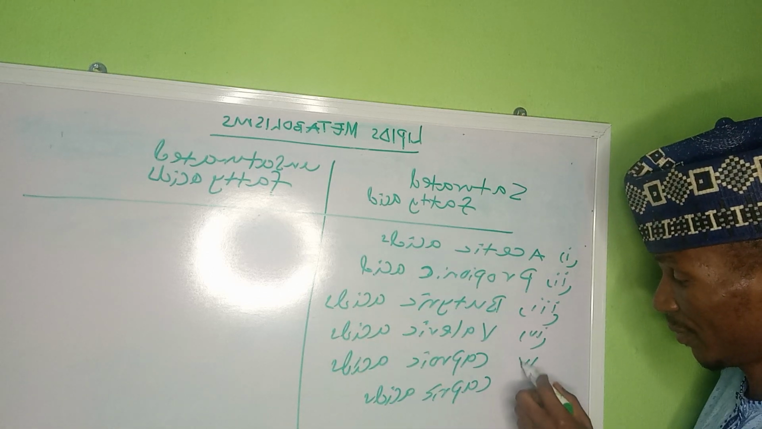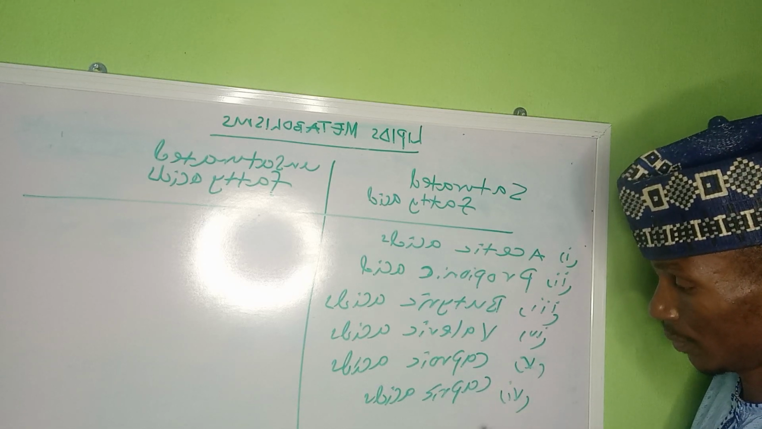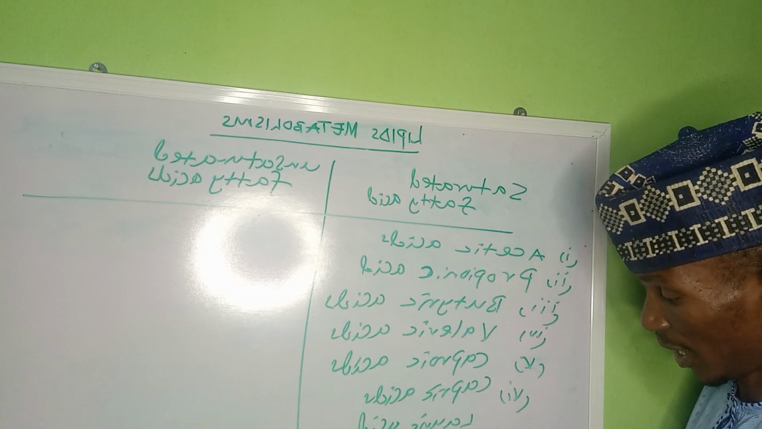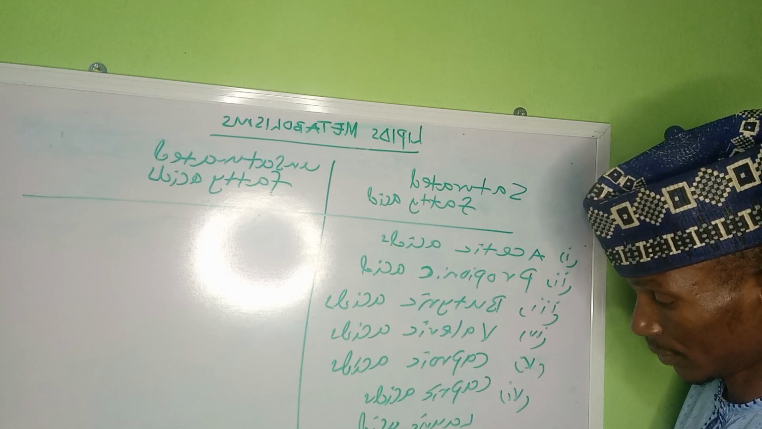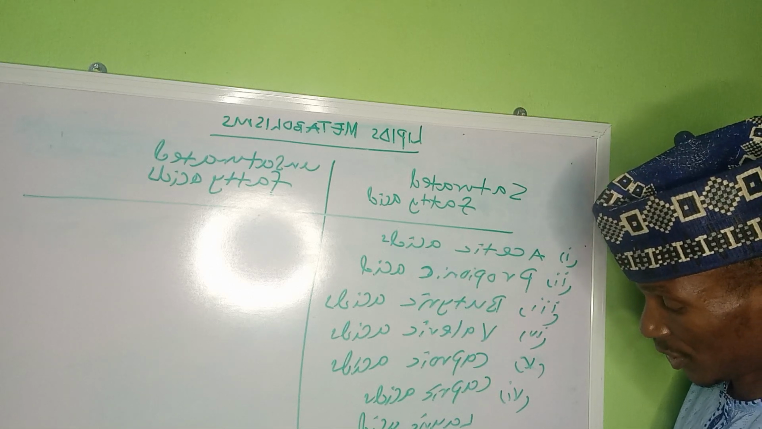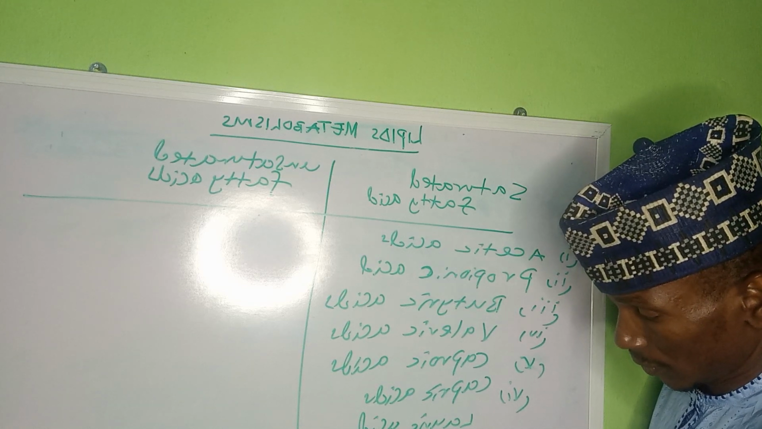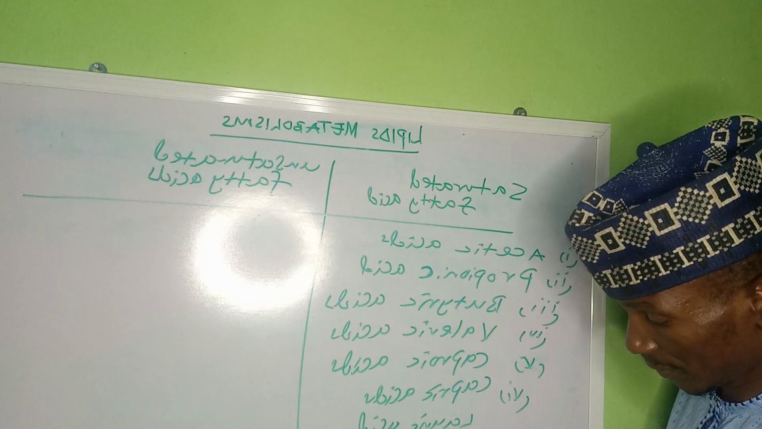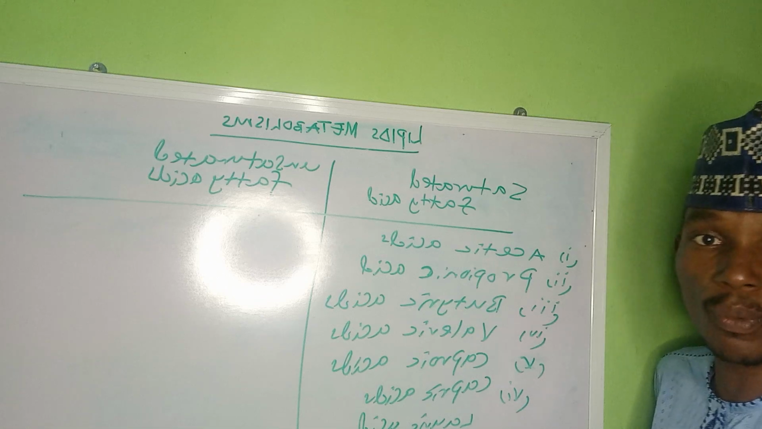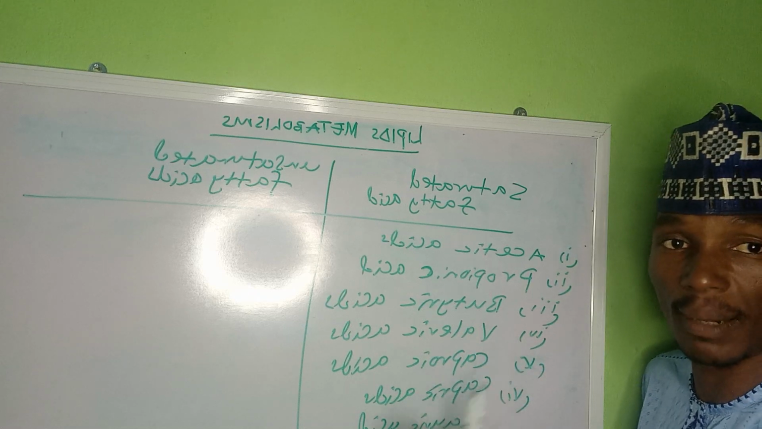We equally have lauric acid, we have myristic acid, we have stearic acid, we have palmitic acid. All these are examples of saturated fatty acid. They have single bonding in between their carbon atoms.